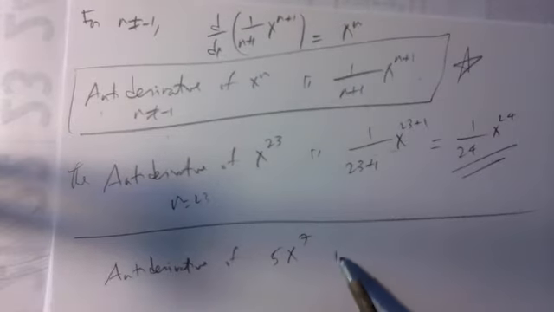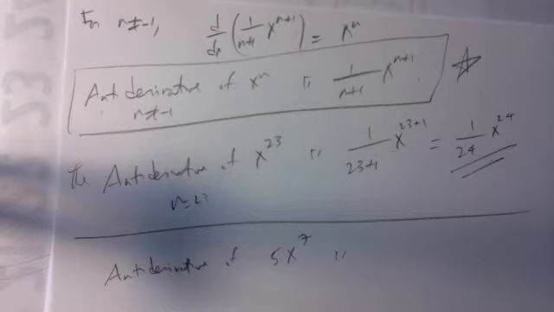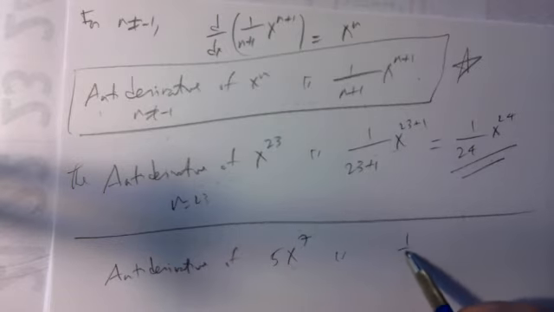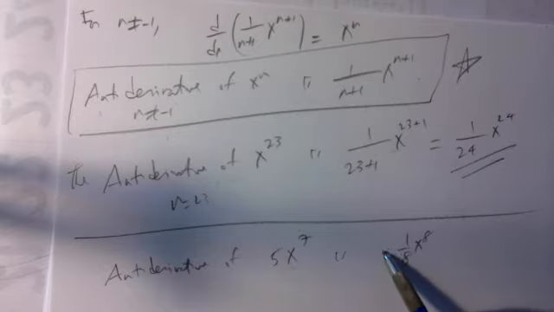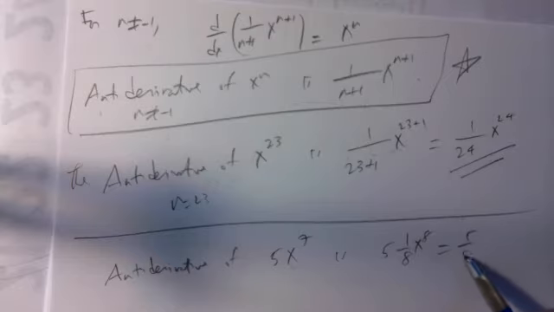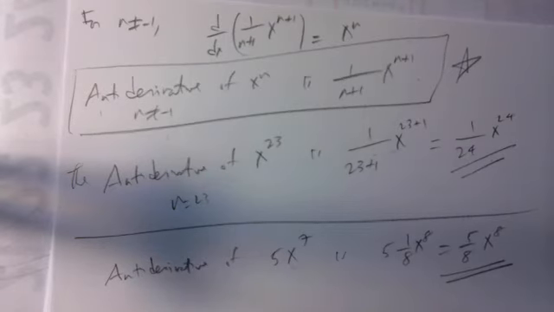What is the antiderivative of 5 times x to the 7th? Well, an antiderivative of x to the 7th is 1/8 x to the 8th. And if you multiply that by 5, you'll get an antiderivative of 5x to the 7th. So this is just 5/8 x to the 8th. That's the answer. Differentiate this, you get 5/8 times 8, so that's just 5x to the 7th.